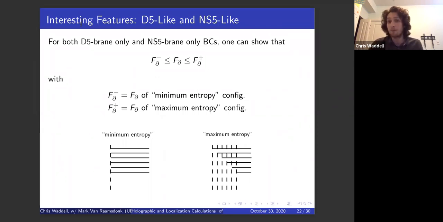But what we find is that the lower bound corresponds to the minimum entropy configuration, where we essentially have all of the D3-branes ending on a single 5-brane, whereas the upper bound corresponds to the maximum entropy configuration, where each of the D3-branes ends on its own individual 5-brane. So this is kind of nice. It again fits with our intuition about what boundary F should be measuring.